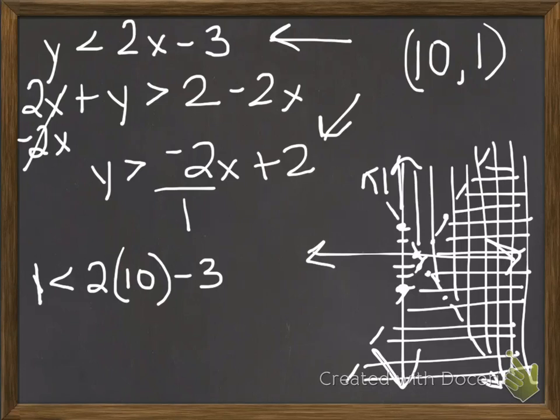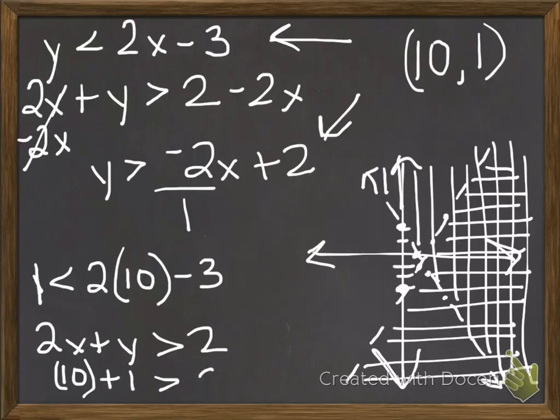The second inequality was 2x plus y is greater than 2. We substitute our numbers in. 2 times 10 is 20, plus y, which is 1, is 21. Is 21 greater than 2? Yeah. So our point that we chose way out here in this shaded area is a point that satisfies both inequalities. So did we graph it correctly? Yes, we did. Finally.